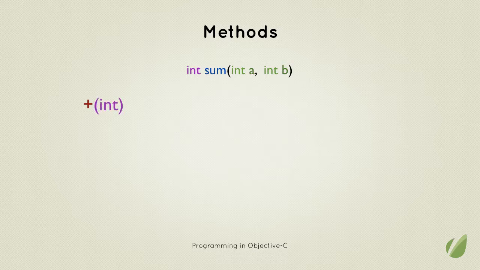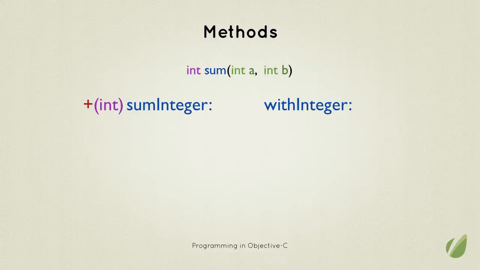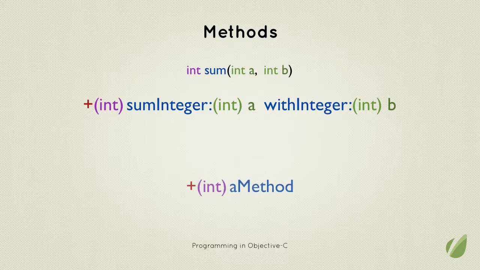And now the odd part. In Objective-C, the name of the function is split over the number of its parameters, resulting in a really verbose syntax. So the name of the function is sum integer colon with integer colon, and the parameters are defined after the colon of every name section. Obviously, if you don't need parameters, you have only a short name like plus, int and method.